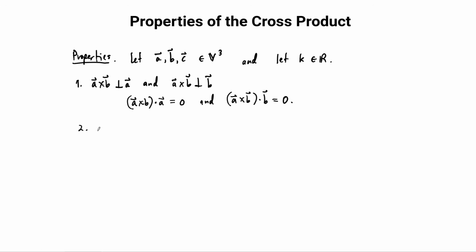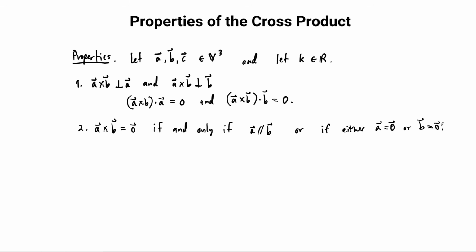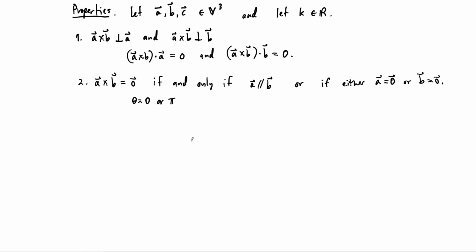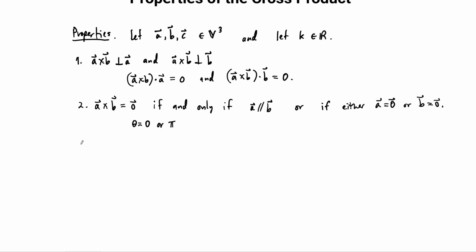Property 2 is another scenario that we've talked about. A cross B is equal to the 0 vector if and only if A is parallel to B, which means the angle between them is either 0 or pi, or if either A is 0 or B is 0, of course, right? 0 crossed with anything is a 0 vector. But the key here is that A cross B for non-zero vectors A and B is equal to the 0 vector if and only if those two original vectors are parallel. So that means the angle between them is either 0 or pi. Remember, parallel means that the line segments are parallel. It doesn't necessarily mean that they're pointing in the same direction.